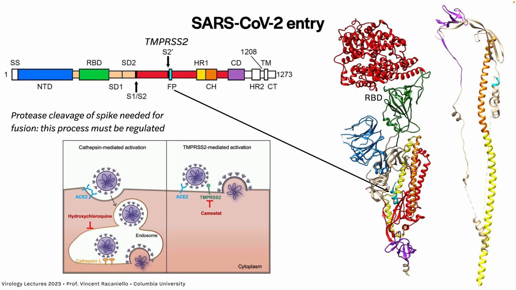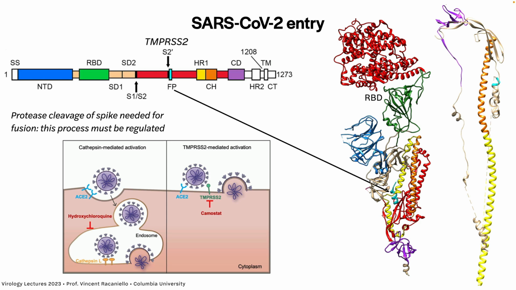So the virus gets its genome out of the endosome. It is cathepsin L that's inhibited by hydroxychloroquine. Your lung cells don't allow entry this way. The virus enters at the cell surface. So hydroxychloroquine does not inhibit cell surface entry in lung cells.